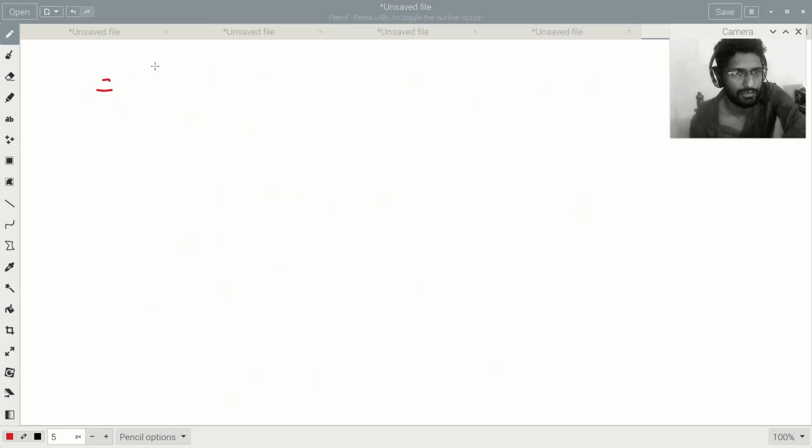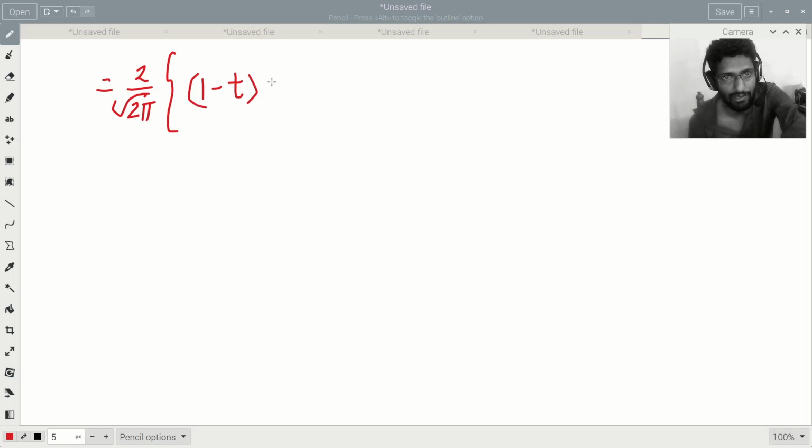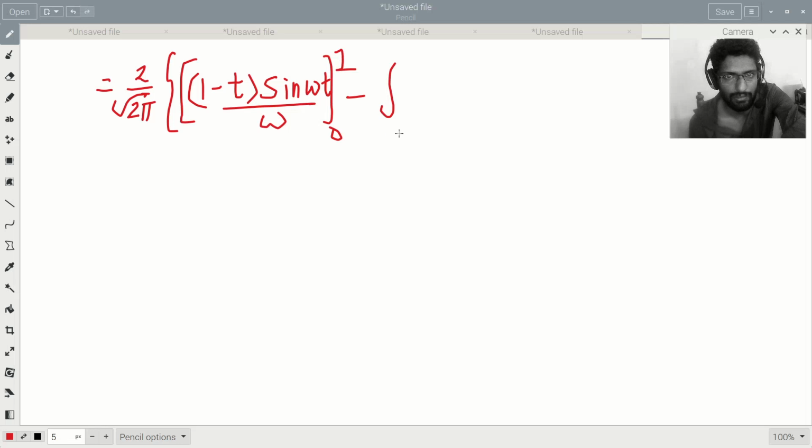So this is equal to, you take the 2 outside, 2 by root 2 pi, and now we have an integral with 1 minus t and cos omega t. You apply the UV rule. That is equal to first function: you take 1 minus t as the first function, into the integral of the second. The integral of cos omega t is sin omega t divided by omega, with limits from 0 to 1, minus the integral of the derivative of 1 minus t, which is minus 1, into again the integral of cos omega t, sin omega t divided by omega.